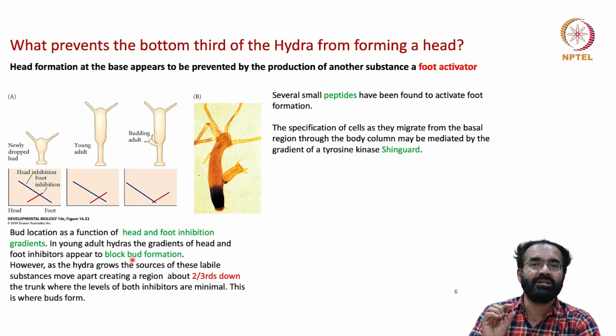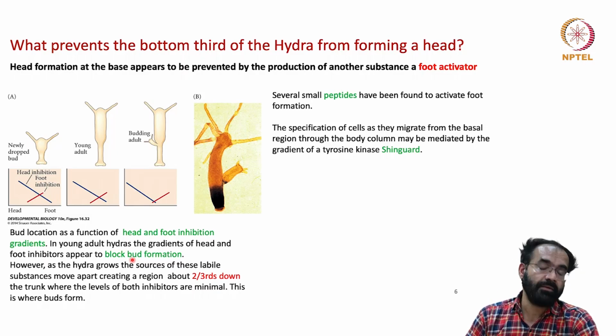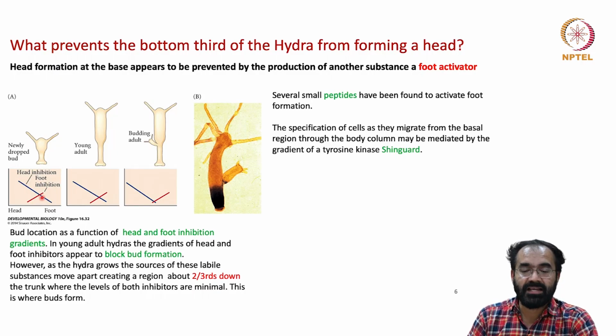It won't be exact midway. It depends on the quality of the molecule that is inhibiting. So the foot gradient diminishes fast and the head gradient diminishes a little slower. As a result, you have head inhibition and foot inhibition, and there is a midway, as you can see in this red. In a young individual, a newly developed bud, it is pretty close. In the young adult, it will be a little changed, and in the budding adult, it is kind of neutralized out.